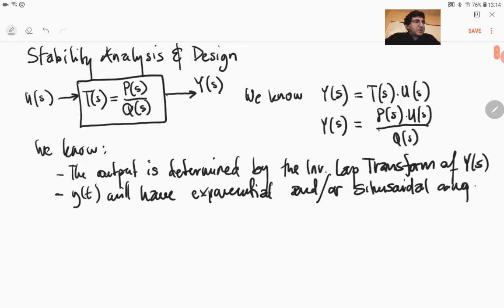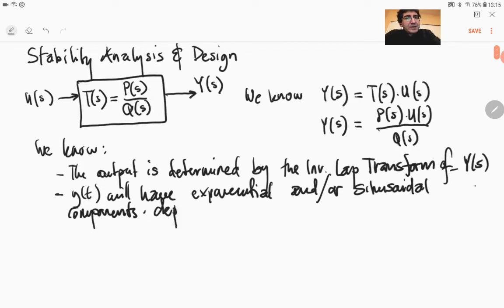Sorry, let me erase this. Inverse Laplace transform of y of s. Y of t will have exponential and sinusoidal components. Sorry about that. It requires getting used to using this pen on the screen.